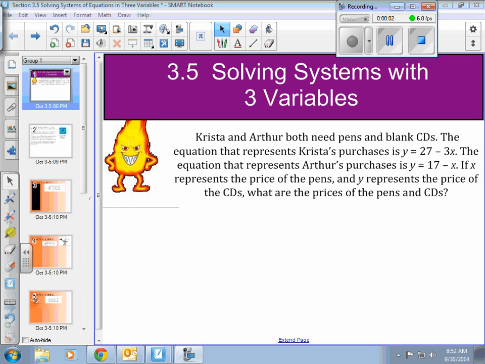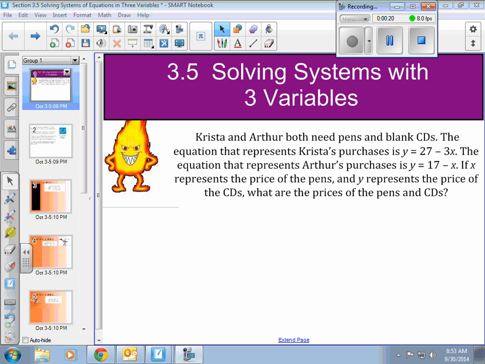Hi guys, today we're going to go ahead and cover section 3.5, solving systems of equations with three variables. So our learning target for today is that we will be able to solve systems of equations with three variables. Before we start doing that though, we want to look at a system of two equations, which we've been taking care of over the past day.